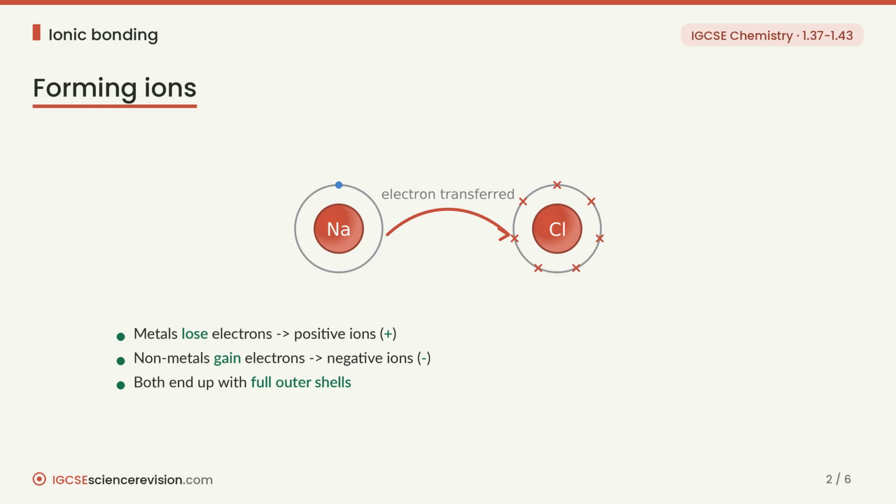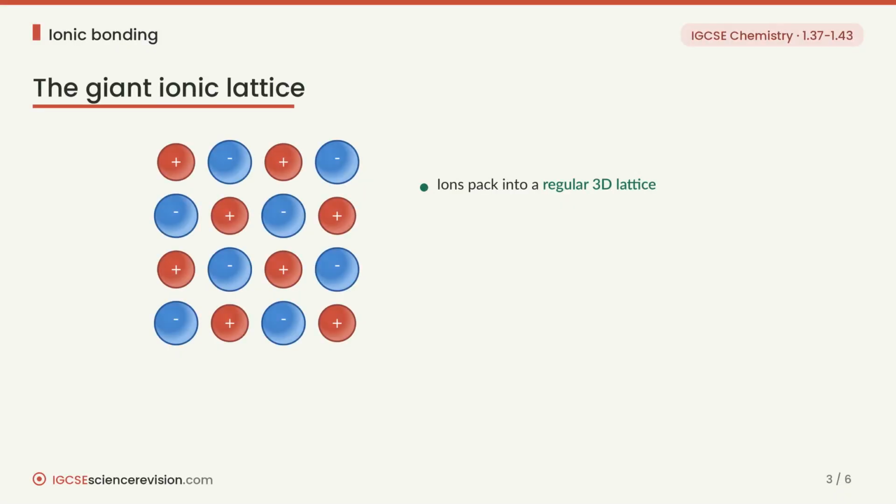The oppositely charged ions then attract strongly. That attraction is the ionic bond. Ionic compounds don't exist as single pairs. Instead, billions of ions pack together into a giant, regular three-dimensional lattice. Every positive ion is surrounded by negative ions, and every negative ion by positives.